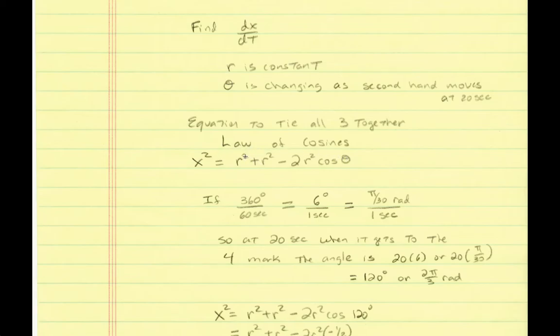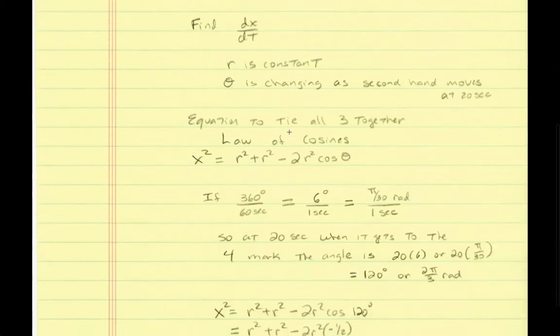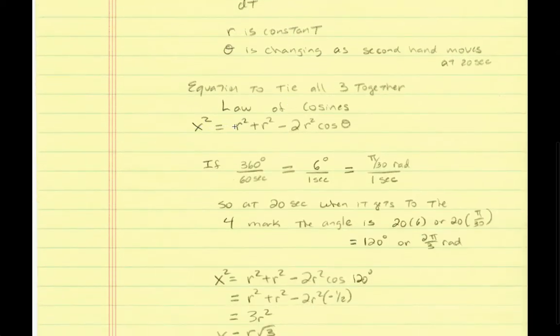c squared equals a squared plus b squared minus 2ab cosine of the angle. So whatever these two sides are here is what the two are here. I'll read that again: c squared equals a squared plus b squared minus 2ab cosine theta. Well, in this case, my a and b sides are the same thing, so I'm not worried about that. So here, x squared equals r squared plus r squared minus 2r squared cosine theta.